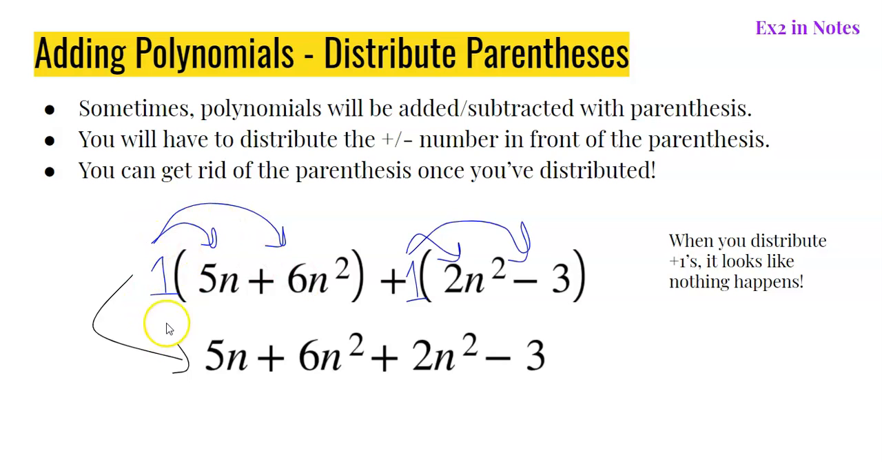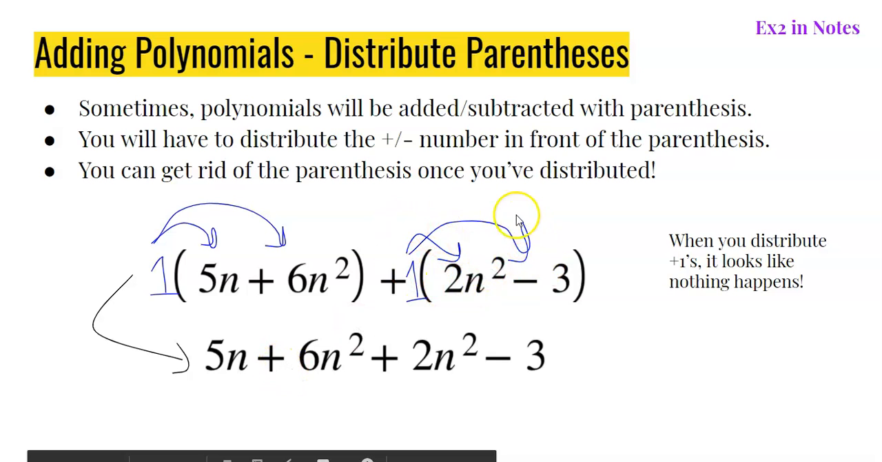Now as a reminder, when a parentheses is by itself, there is an implied 1 in front of it, so you're going to distribute the 1. We know anything multiplied by a positive 1 is going to give us the same number. The reason we do this, however, is because it lets us get rid of that parentheses. So after distributing that positive 1, we're left with the same numbers except without the parentheses.